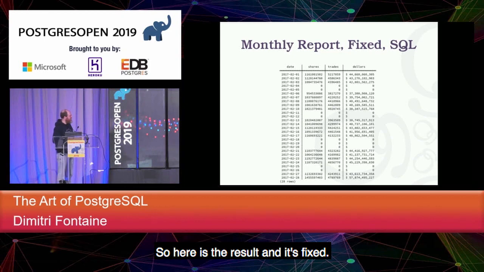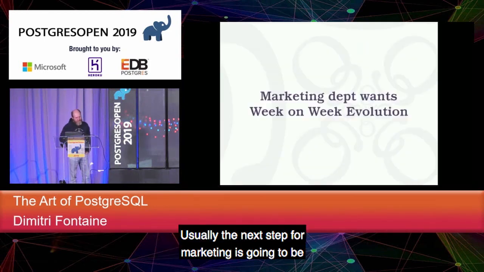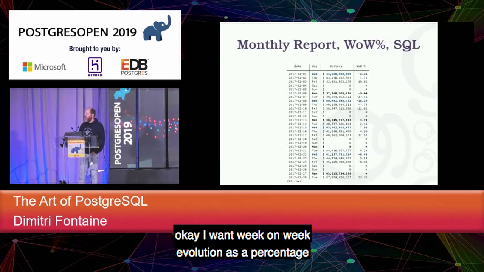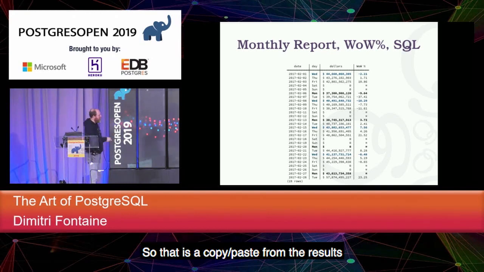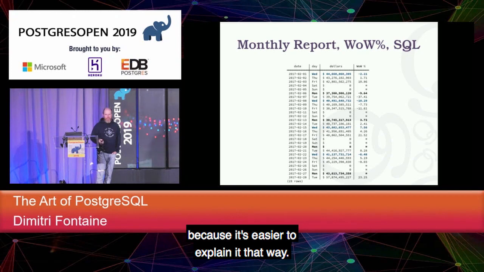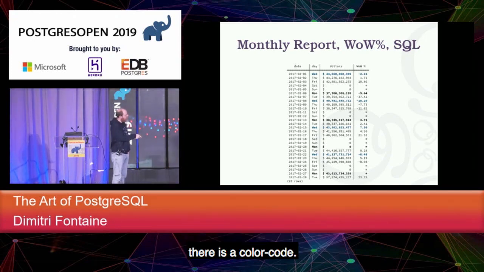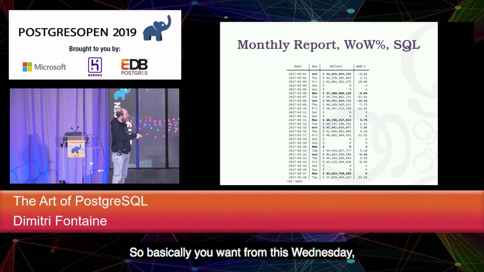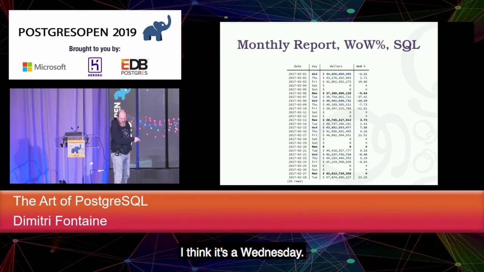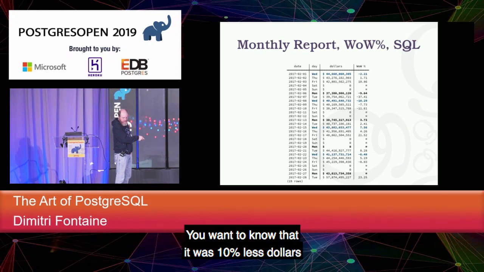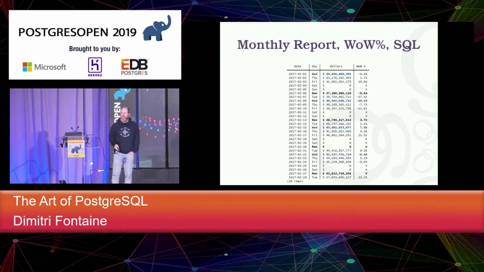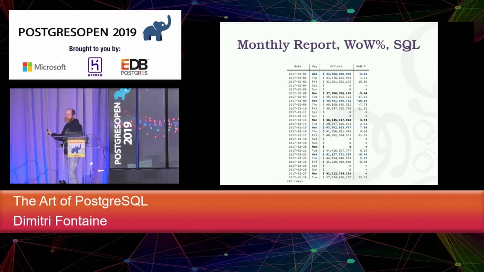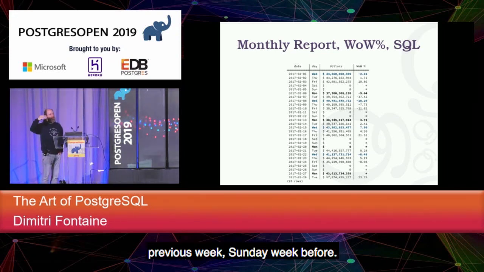And so here is the result, and it's fixed. And usually the next step for marketing is going to be, okay, I want week-on-week evolution as a percentage in the same result set. So that is a copy-paste from the result, because it's easier to explain it that way. And I've tried to change some colors. There is a color code. So basically, you want from this Wednesday, I think it's a Wednesday, it's a Monday, so the Wednesday is here. You want to know that it was 10% less dollars exchanged than the previous Wednesday. Okay? You understand the result set? It's just a percentage of difference with the previous day of the previous week, same day a week before.